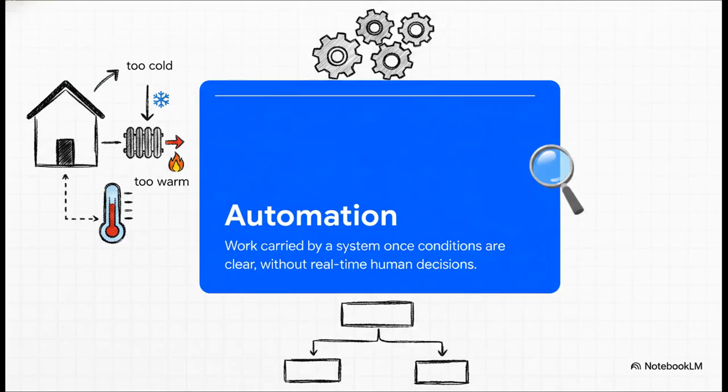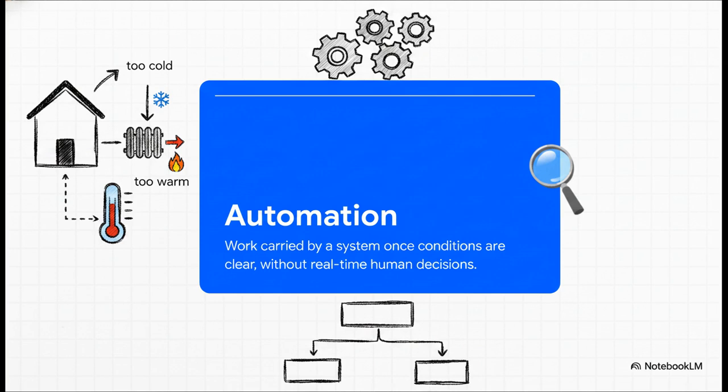Okay, so let's set our groundwork. Before we can even touch the AI part of the equation, we absolutely have to understand the bedrock of basic automation. Here's our baseline definition. Automation is simply work carried out by a system once conditions are clear, without a person sitting there deciding every single step in real time. It relies entirely on predictable, repeatable patterns.